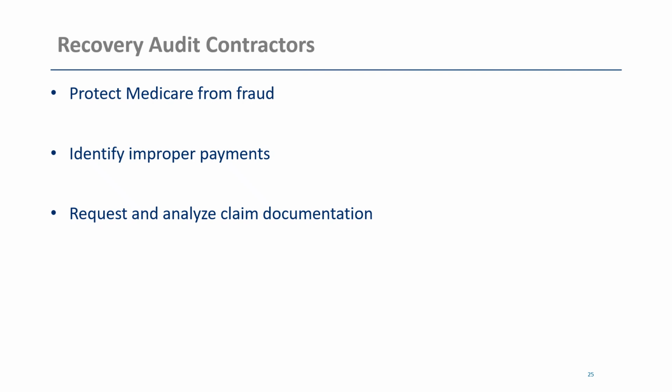Moving on to recovery audit contractors. The mission of RACs is to protect Medicare from fraud and abuse billings. When the RAC identifies improper payments, they notify the MAC of the applicable claims. The MAC then adjusts the claim to reflect the proper payment amount. If it's an overpayment, then a demand letter is sent to the provider to recover the payments.